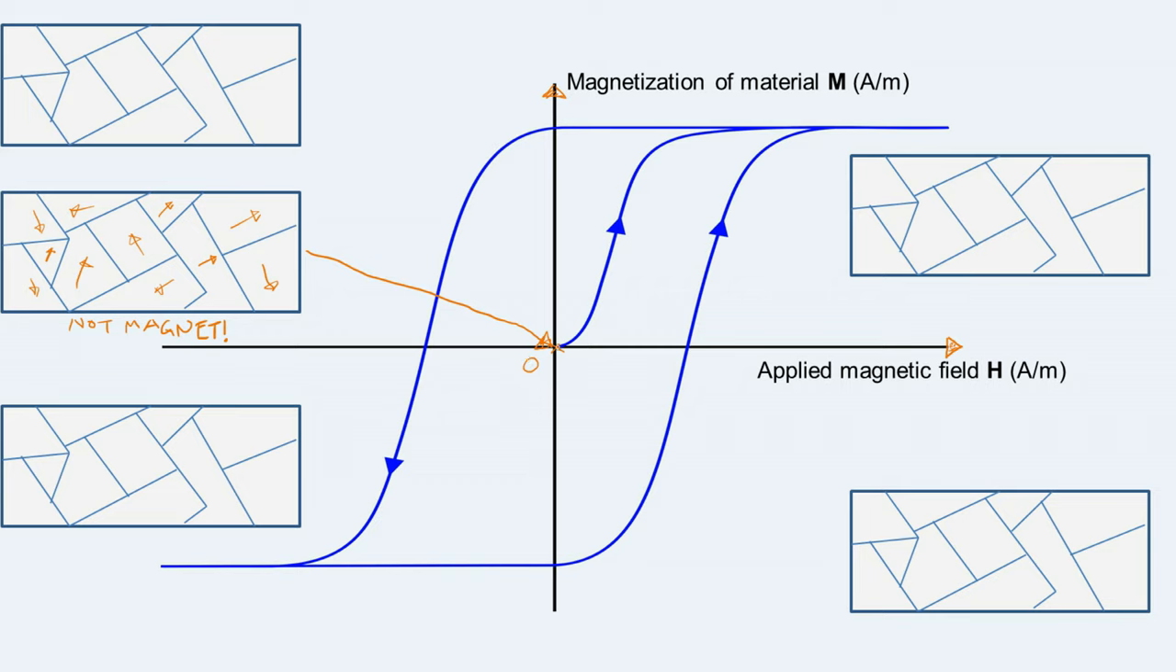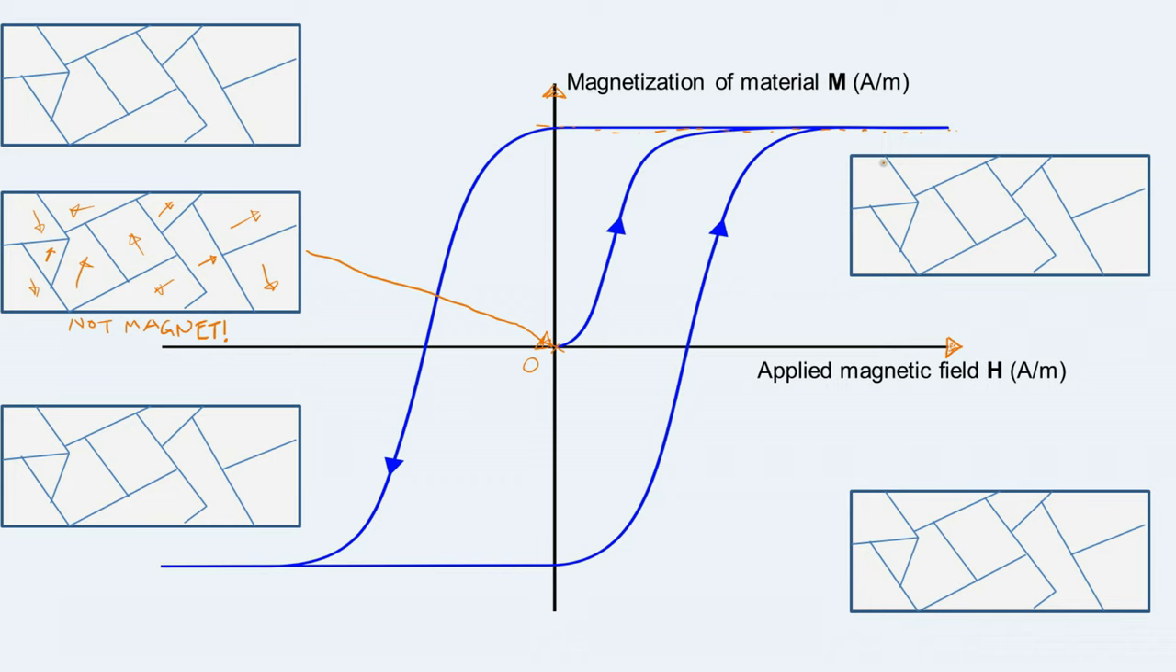So as we increase the applied field, the material begins to become magnetized and it travels up this loop. What that means is that as the applied field gets stronger, it starts to pull all of those little magnetic domains within the material into alignment. So they're all going to be spun into the direction of the applied field when we get to the final point. That's this point up here.